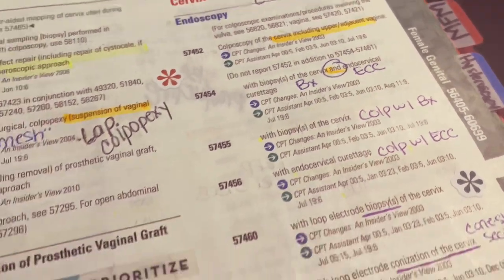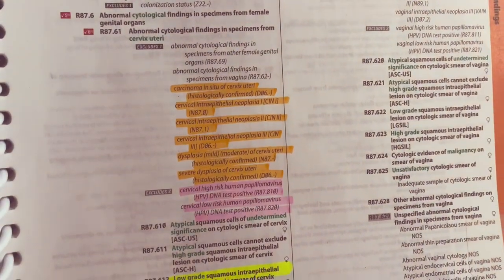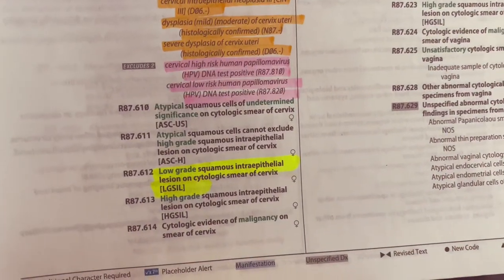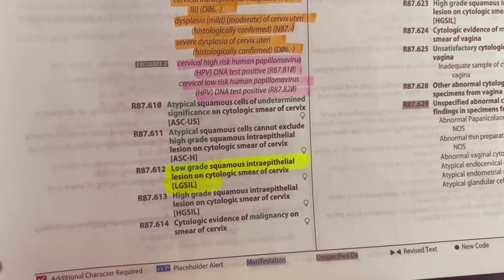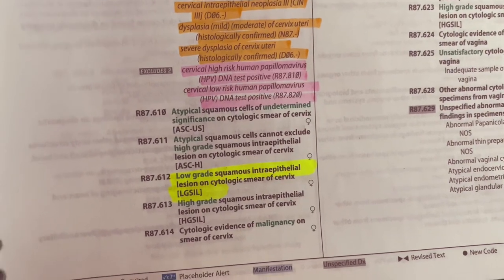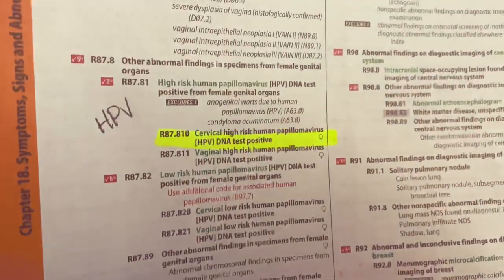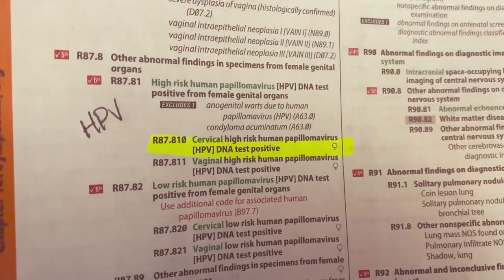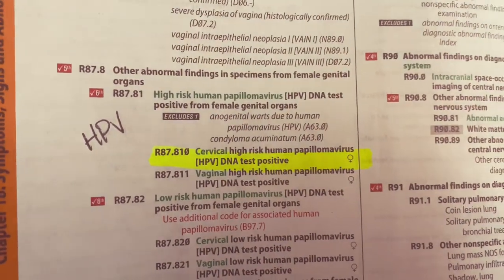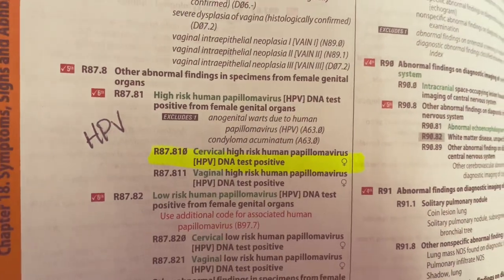And the diagnosis code that we used for the first one was right here under R87.61. And the indication was for LGSIL, low grade squamous intraepithelial lesions. And the patient also was positive for HPV, which is on the next page. And it was high risk for the cervix, so R87.810. I reviewed pathology and they did not have anything on there.